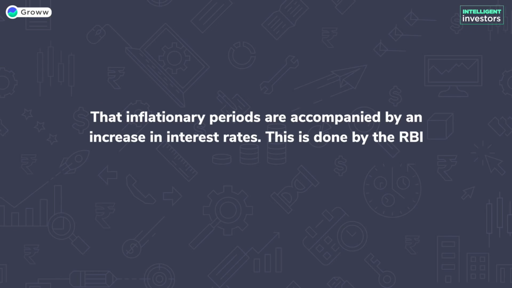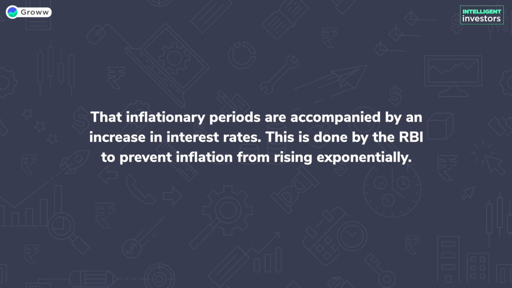There is a third negative impact: inflationary periods are usually accompanied by increased interest rates. Now, let me tell you how this works. Basically, the RBI increases the interest rate to prevent inflation from rising more. Now I'll tell you how this works and why they do it.